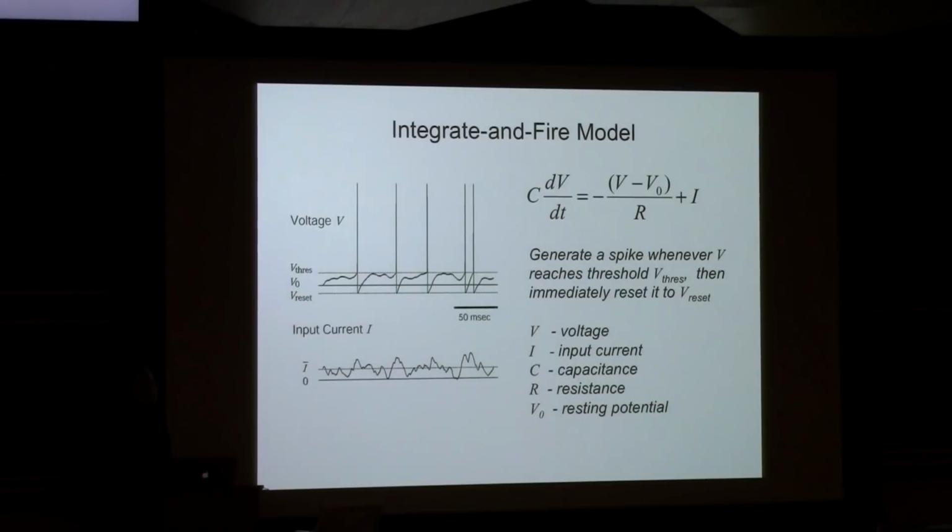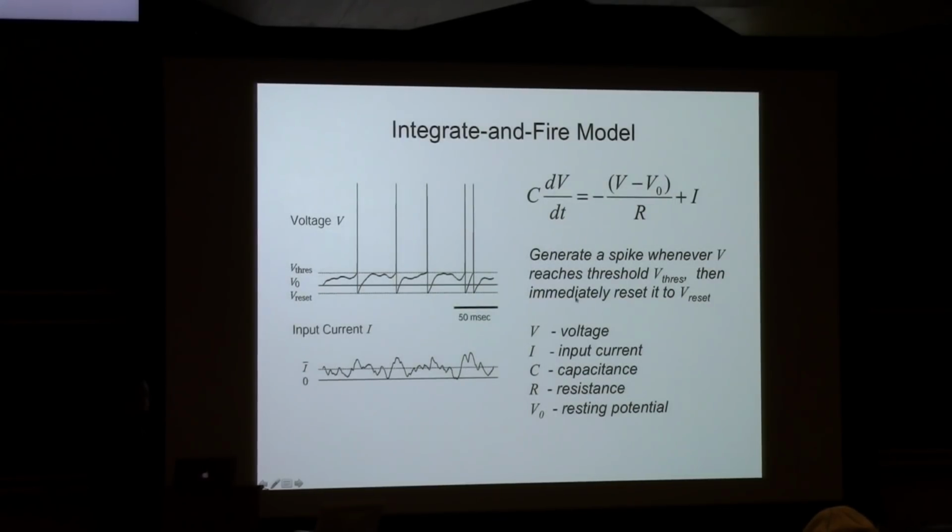Integrate-and-fire model. This is a very simple model, as simple as a spiking model. The equation looks like this: you have a capacitance, the derivative, and a resistor. This is like RC circuitry. You have some input. It's very simple, like a low-pass filter. You all know this is very simple circuitry.